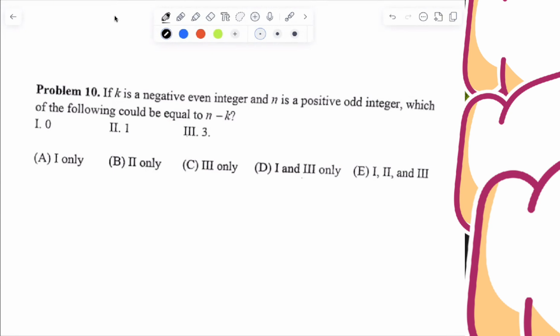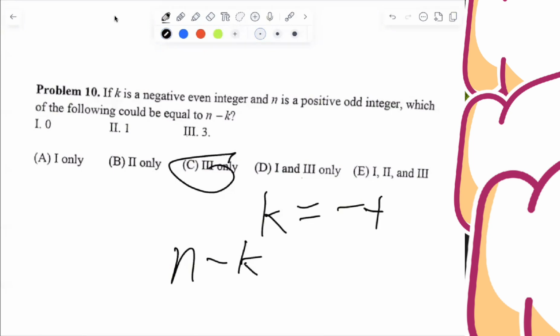Okay, let's get started with discussion. The answer to this question is C. If k is a negative even integer and n is a positive odd integer, which of the following could be equal to n minus k? Since k is a negative even integer, let k be equal to negative t, where t is a positive even integer. Then n minus k is n plus t, and t is even. This gives you odd plus even, which is going to be odd.